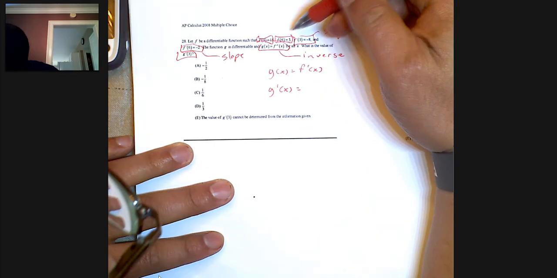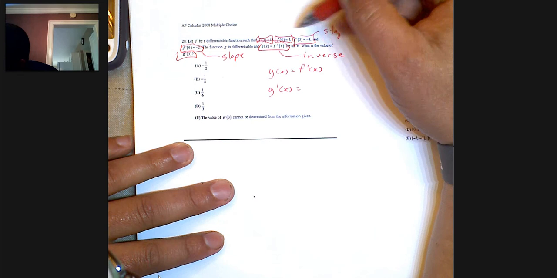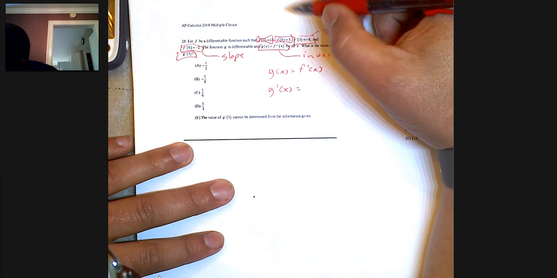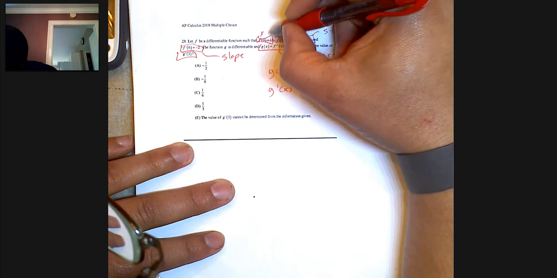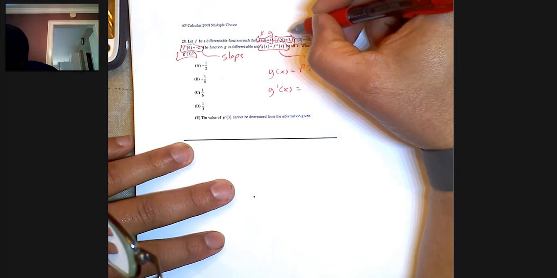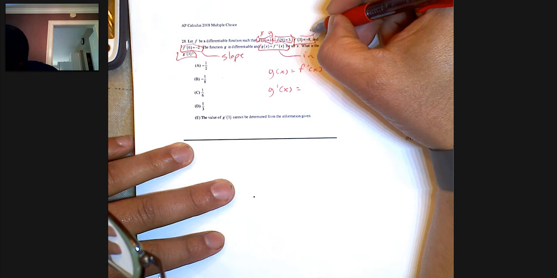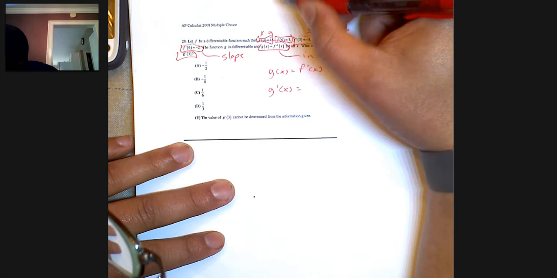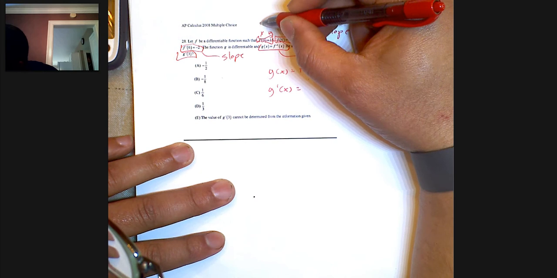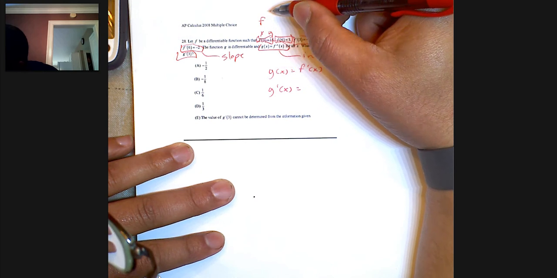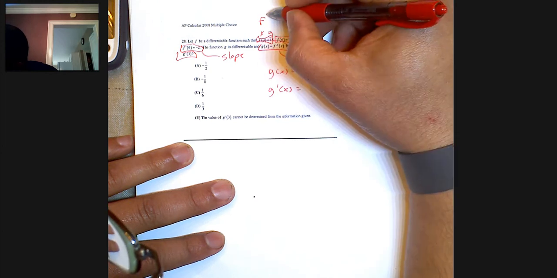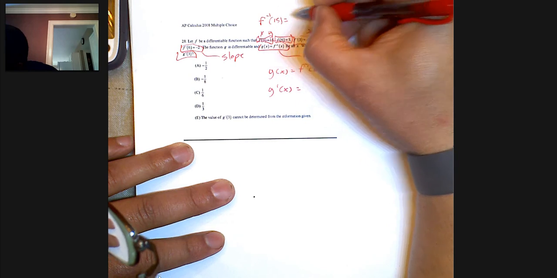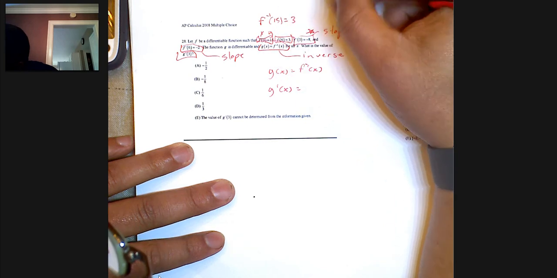So you've got your x and your y: input, output, slope. This is your input. This is your output. This is your slope. But if you switch it now, this is your output. This is your input, this is your output.